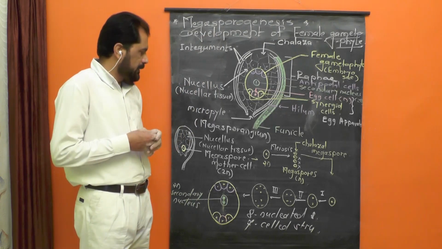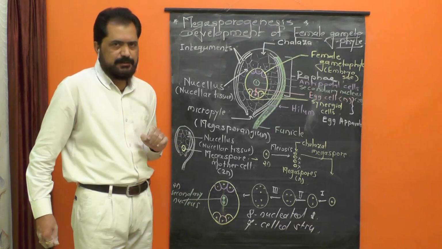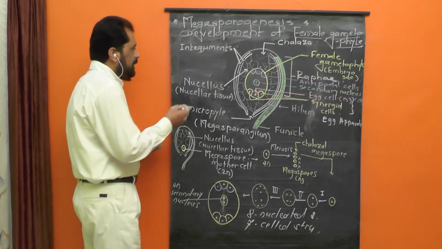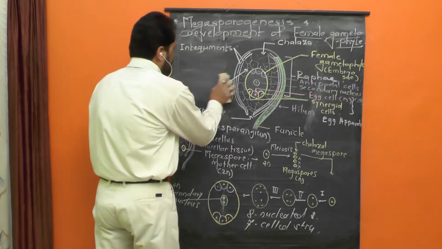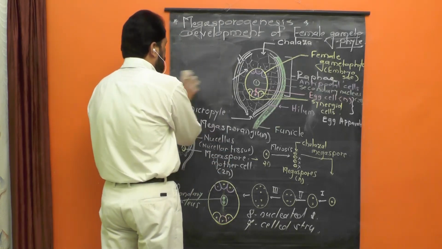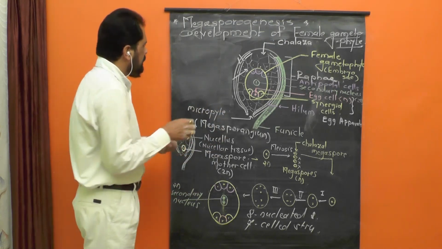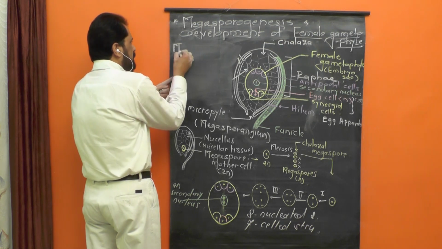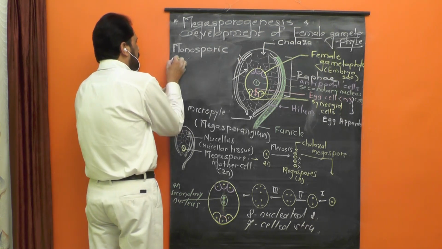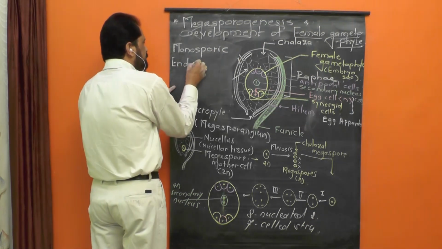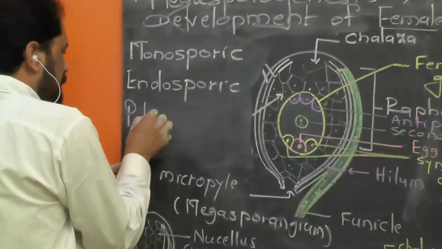One more point. This female gametophyte is described as monosporic, endosporic and polygonum type. Here I am going to write three words. The female gametophyte formed in this way is described as monosporic type, endosporic and polygonum.